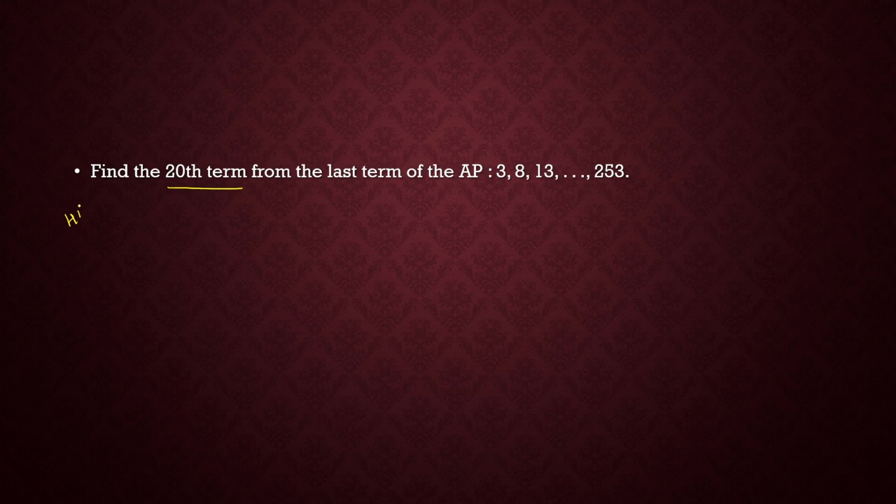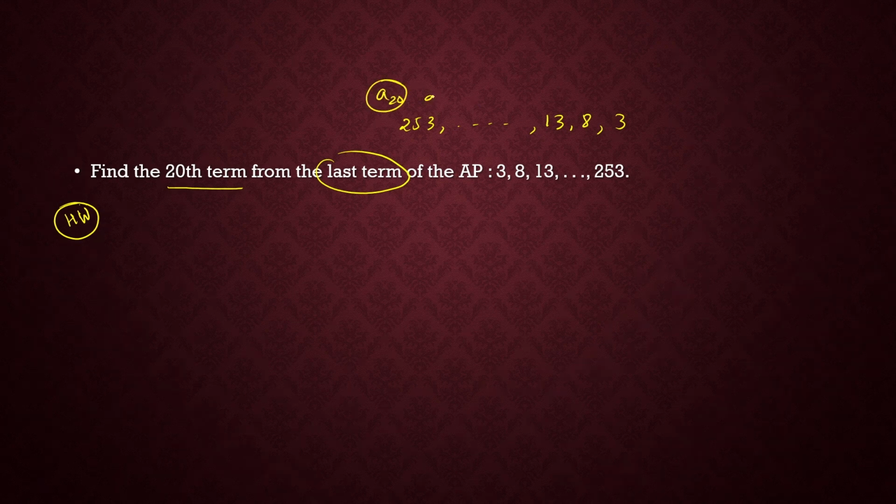You can take this as a homework question. Okay. So from the last term, what you have to do is reverse the AP: 253, and then come backwards 13, 8 and 3. Now you have to find the value of A20. You know that the value of A is 253 and the common difference is 3 minus 8, that is minus 5. Okay, you have got all the things.